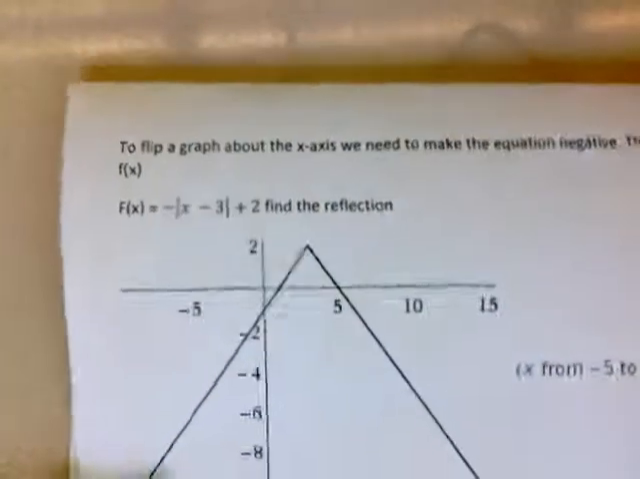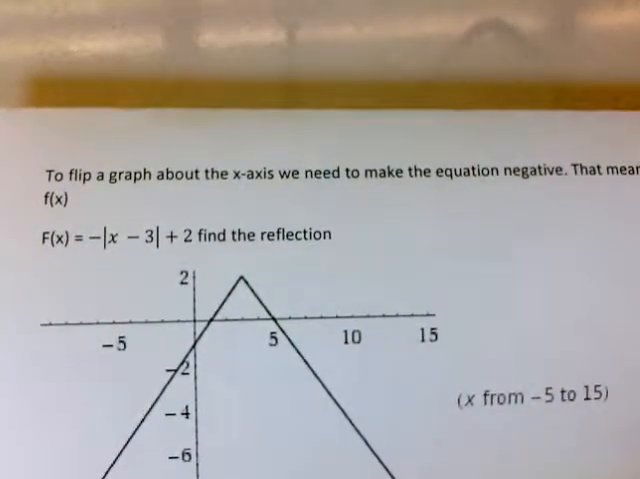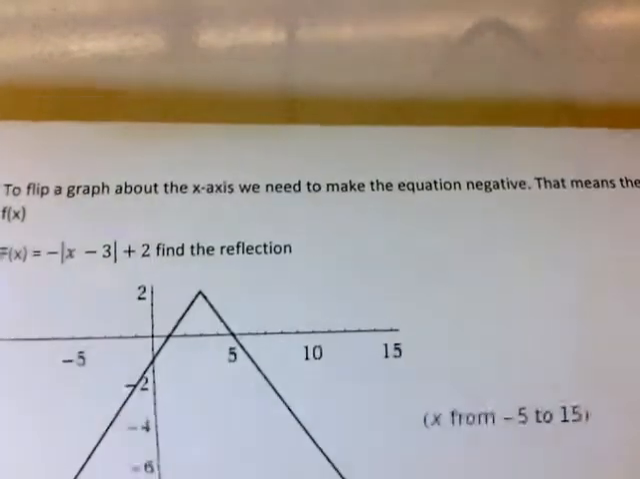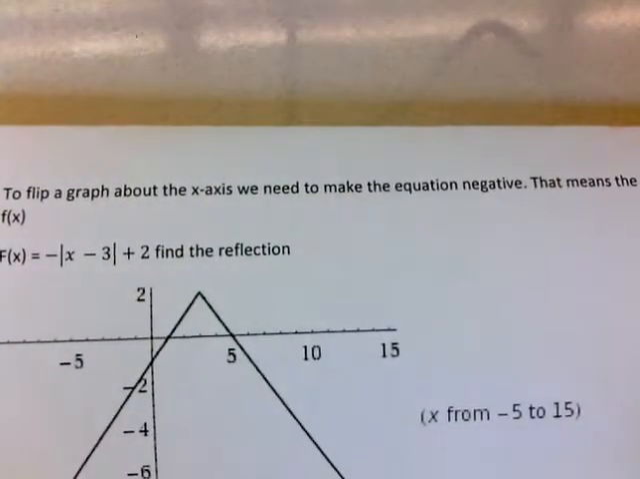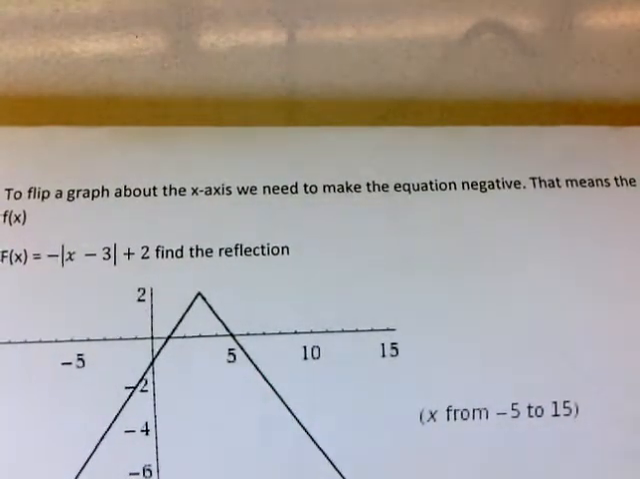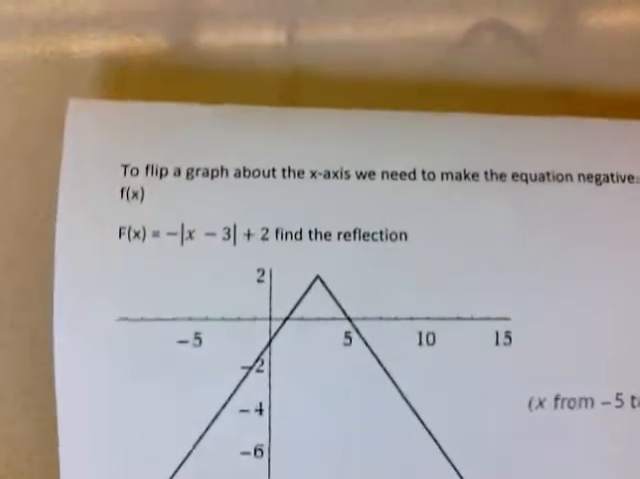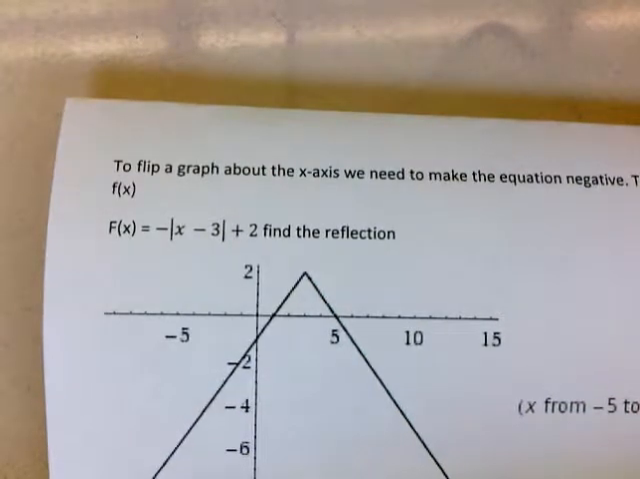Finally, to flip a graph about the x-axis, we need to make the equation negative. Now, when I say making something negative, that doesn't necessarily mean that it has a negative sign. Negative means to essentially switch the sign, so change it into the opposite sign. This means that the reflection of f of x is g of x if g of x is equal to negative f of x. If we change the sign, we can flip the graph about the x-axis.